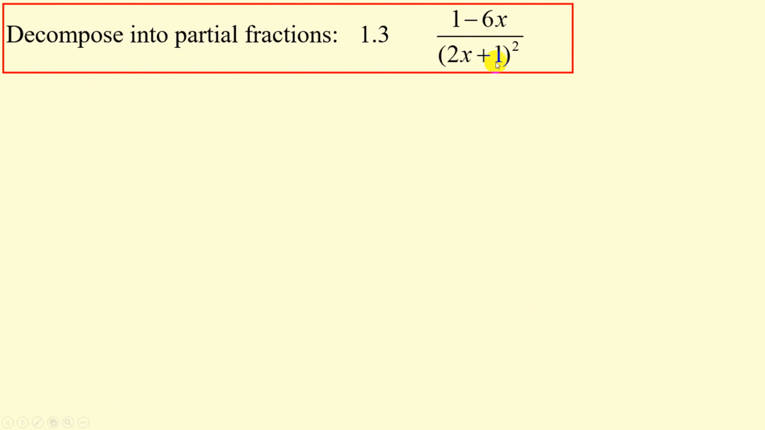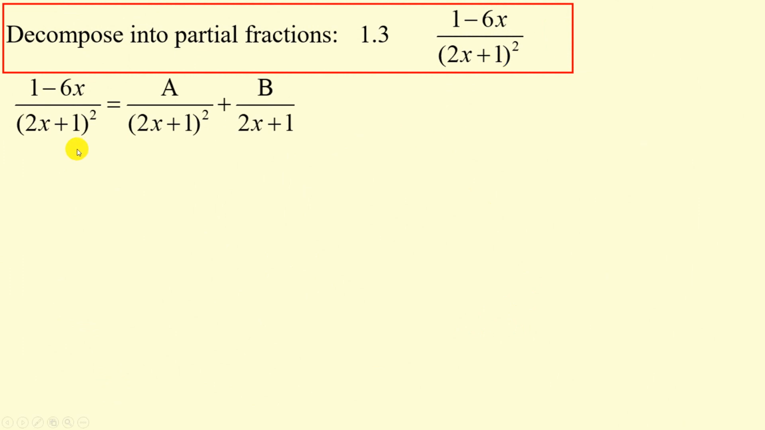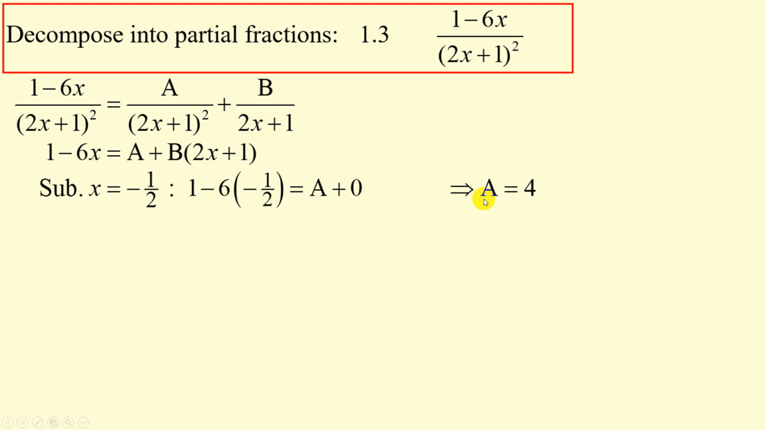When we have a square, remember that, or a cube or whatever, if we have a higher power of binomial, we have to have every power of that binomial below that. So in fact, if we have 2x plus 1 all squared, we have 2x plus 1 all squared as one of the denominators and 2x plus 1 as the other. Equating numerators with a common denominator. Now we can eliminate b easily by substituting x equals -1/2. So we get a equal to 4.